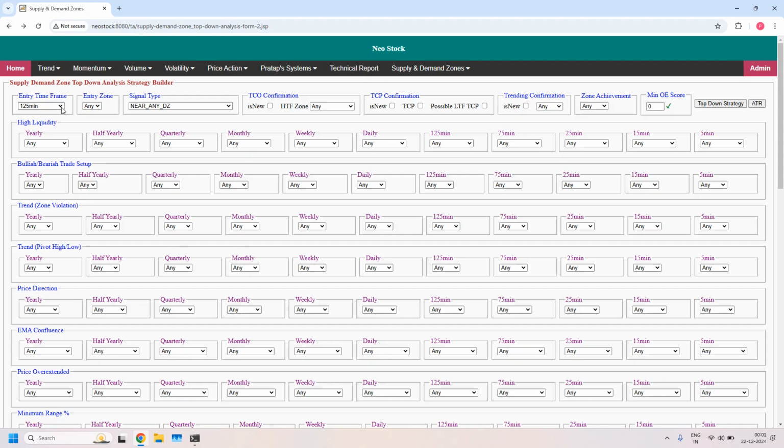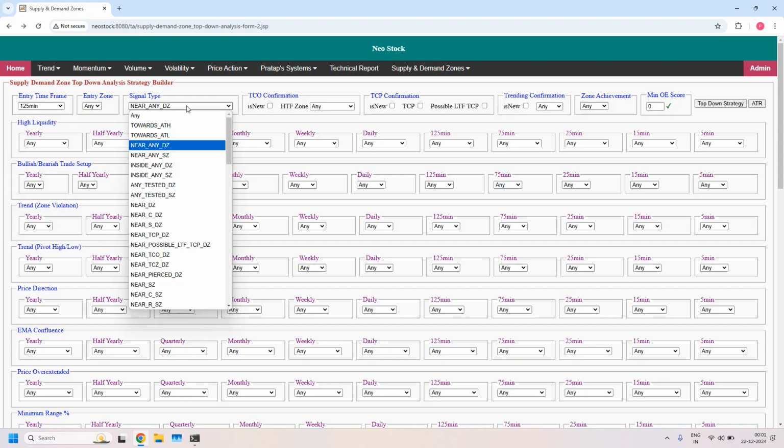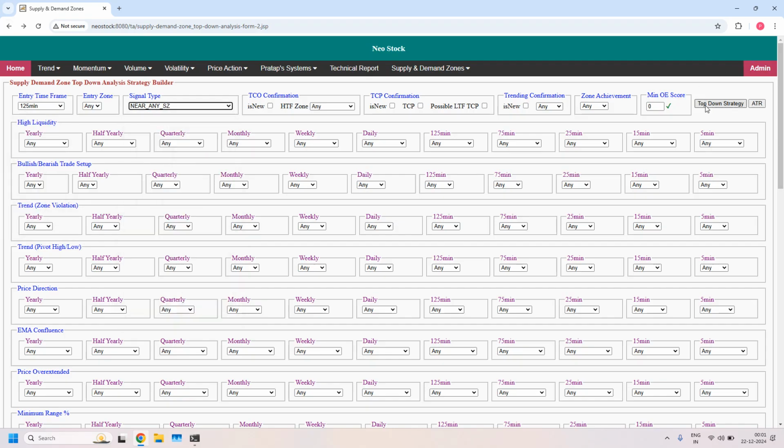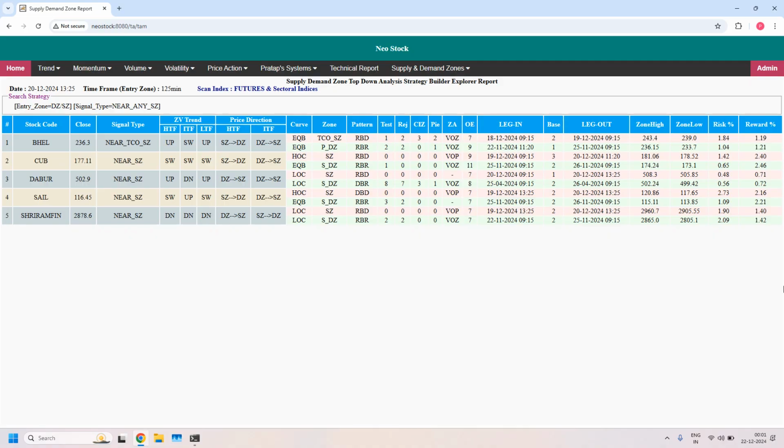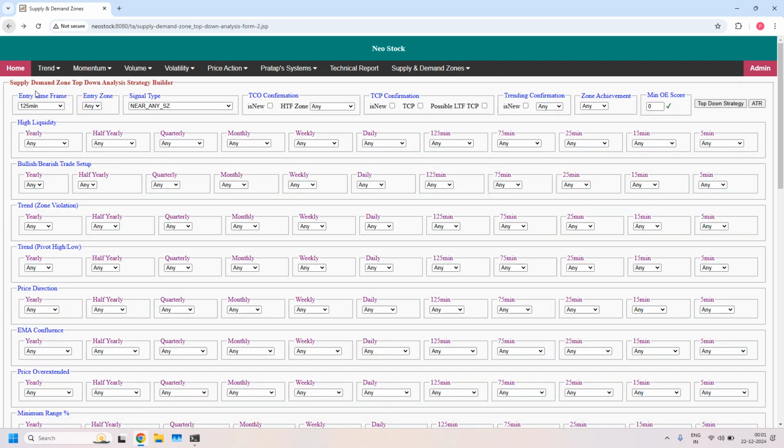Next, 125 minutes time frame. Stocks near 125 minutes supply zone. We got 5 stocks. Okay, next time frame is 75 minutes.